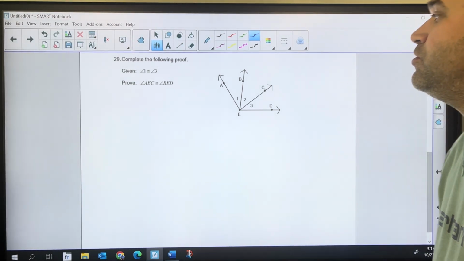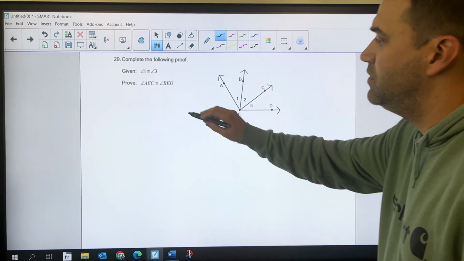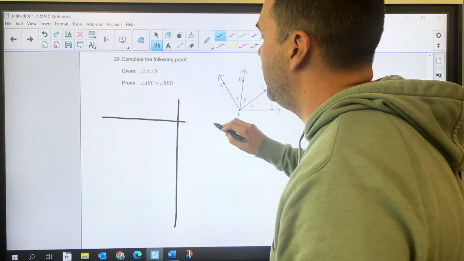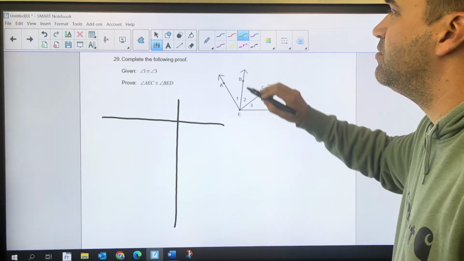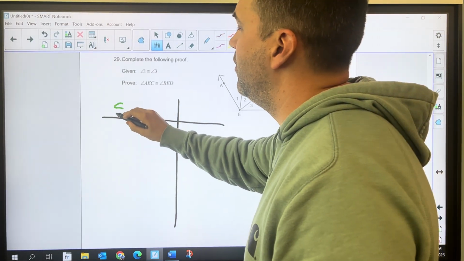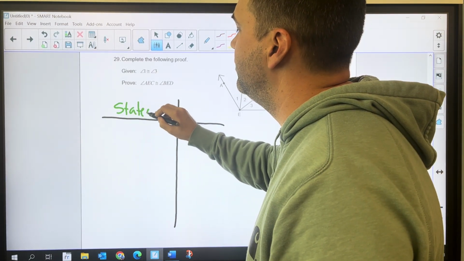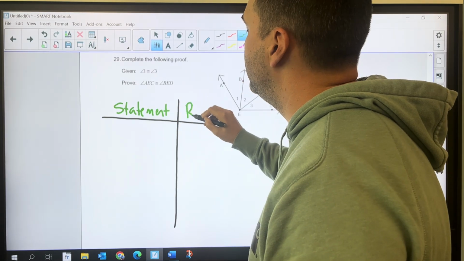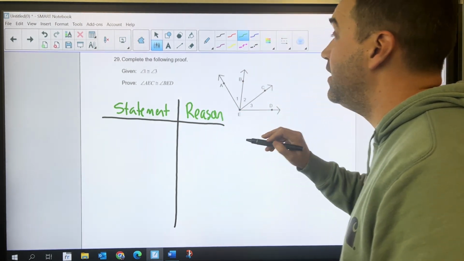I prefer to look at proofs as two-column proofs. So I'm going to split my page down the middle. The answers have this written as a paragraph proof. So I've got my statement on the left side and my reason on the right-hand side.